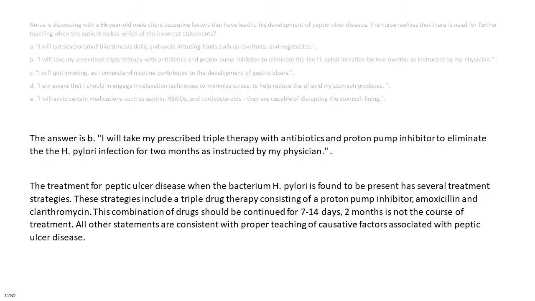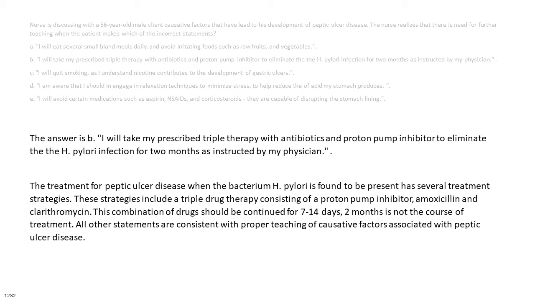The answer is B. I will take my prescribed triple therapy with antibiotics and proton pump inhibitor to eliminate the H. pylori infection for 2 months as instructed by my physician. The treatment for peptic ulcer disease when the bacterium H. pylori is found to be present has several treatment strategies.